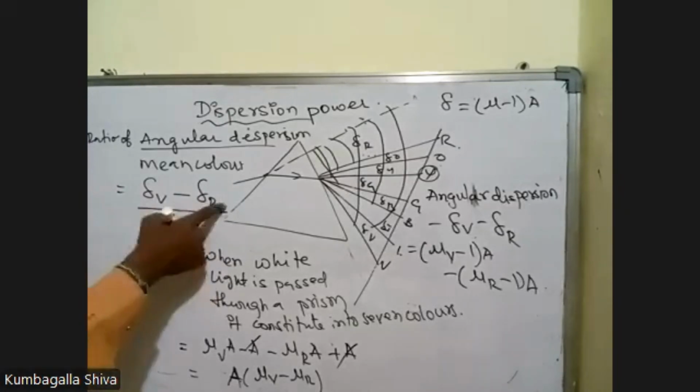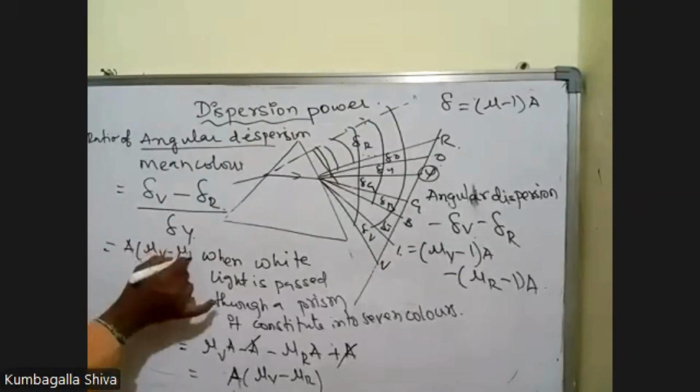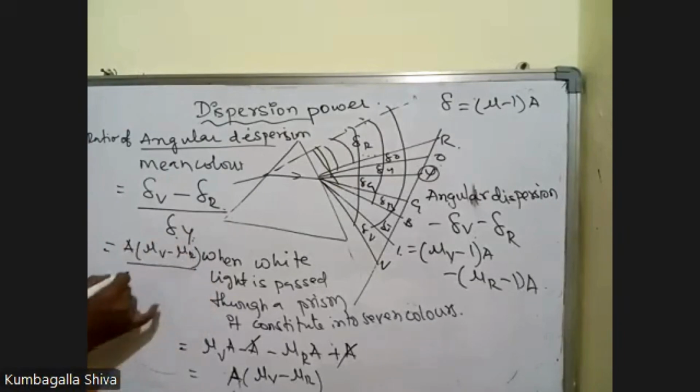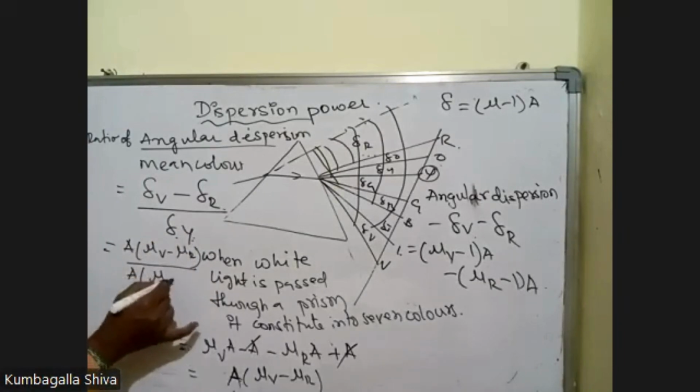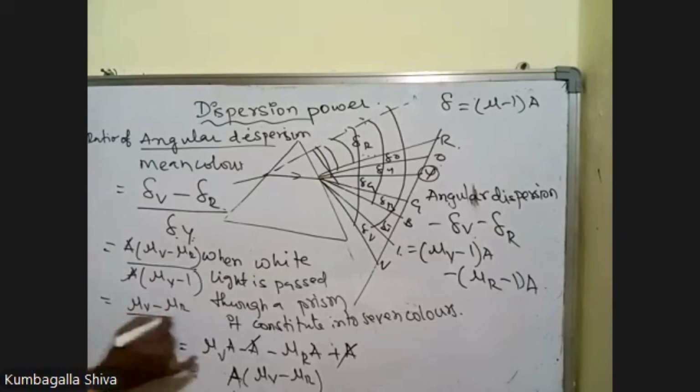Okay, we already know that delta V minus delta R is what? A of mu V minus mu R. We know already delta Y is what? A of mu Y minus 1. Cancel, you are getting dispersion power is mu V minus mu R by mu yellow minus 1. So this is the answer.